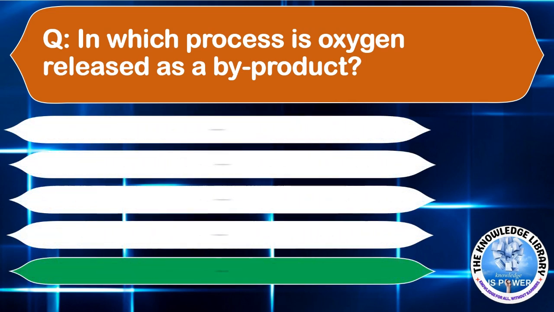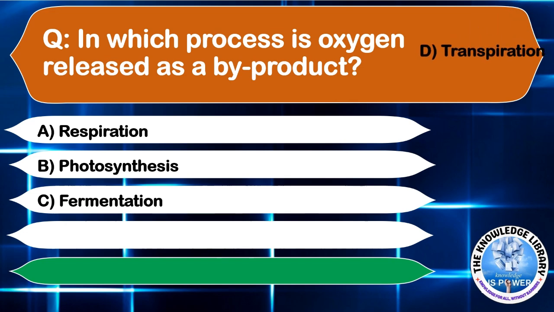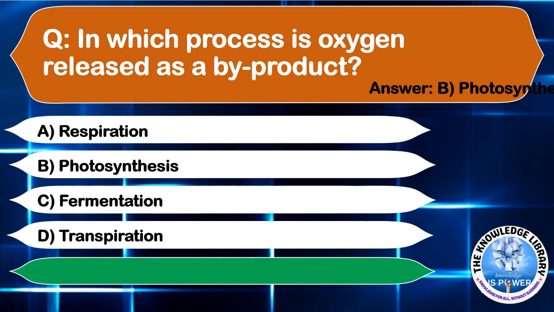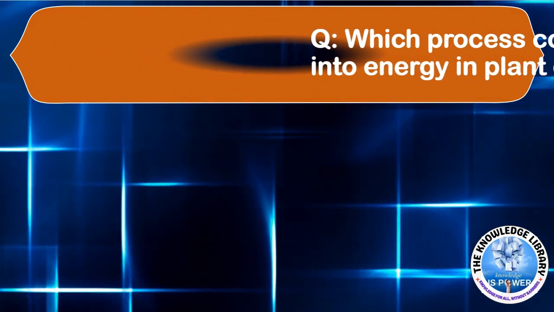In which process is oxygen released as a byproduct? Option A, respiration. Option B, photosynthesis. Option C, fermentation. Or option D, transpiration. The correct answer is option B, photosynthesis. Moving to the next question.